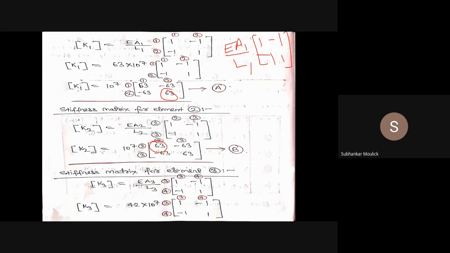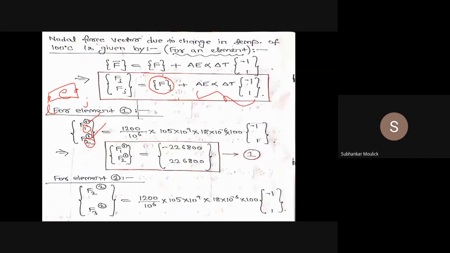Then I can use this expression. For element number 2, it is a 2 cross 1 column matrix. That is F2 of 2, the force acting at node 2 for the second element. Similarly, F3 of 2, the force acting at node 3 for the second element, is again given by this expression. This value will be the same because element 2 is generated from bar AB only. So A is the same, E is the same, alpha is the same, delta T is the same. Ultimately, you will get the same values.